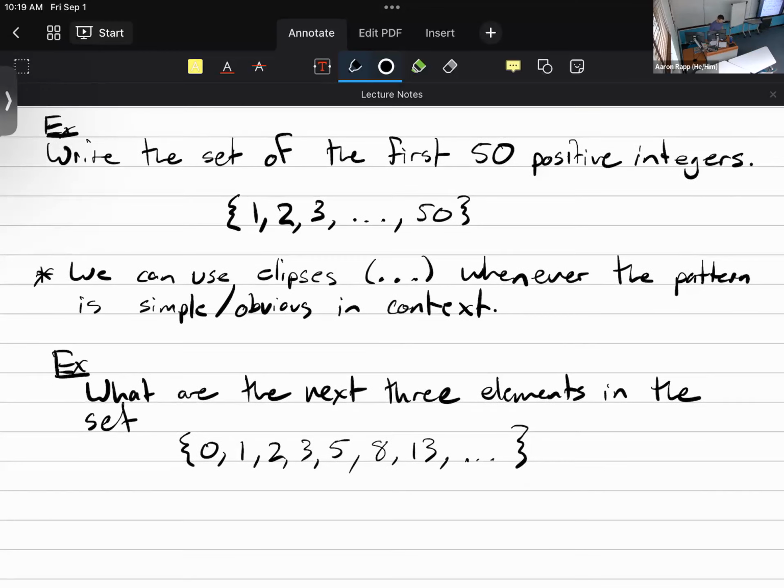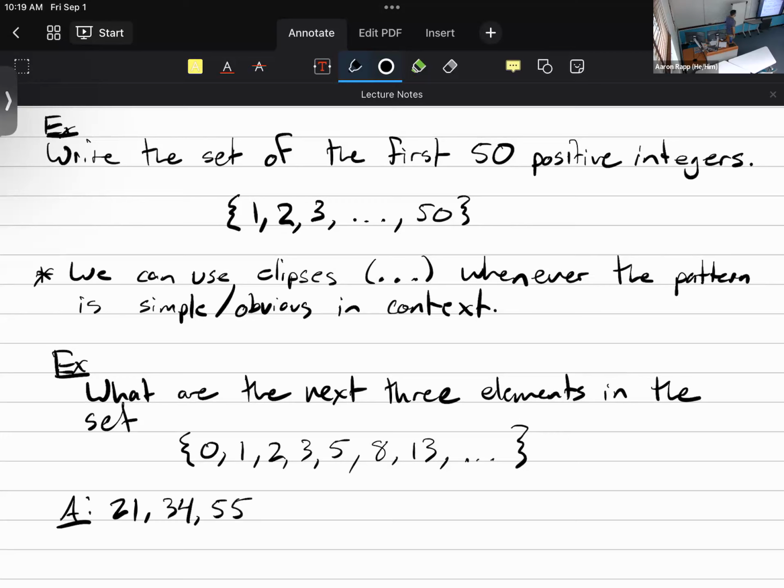Yeah, it's just the Fibonacci sequence. If you haven't seen it before, you're going to be going, what the heck is happening? If you have seen it before, or if I said this is a famous sequence, i.e. give you context a little bit, then you can probably figure it out. The answer would be 21, 34, and 55.